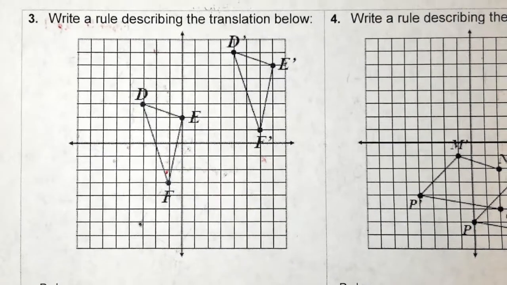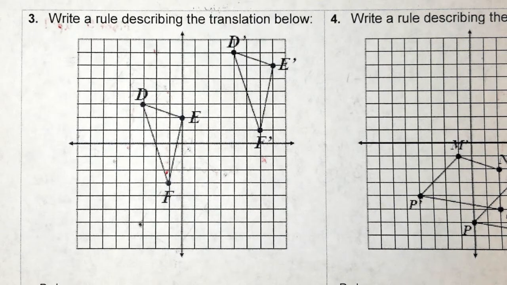So number 3 and 4 are the last two on the page. They're asking us at this point to write a rule describing the translation below. This is why it's important for you to label so you'll know which is which. So as they label, I automatically know which is which. Juan, let me ask you. The one to the left or the right is the pre-image? Which one, left or the right?